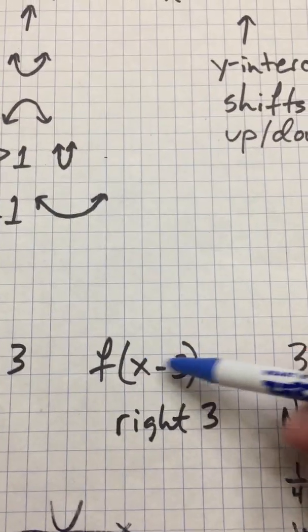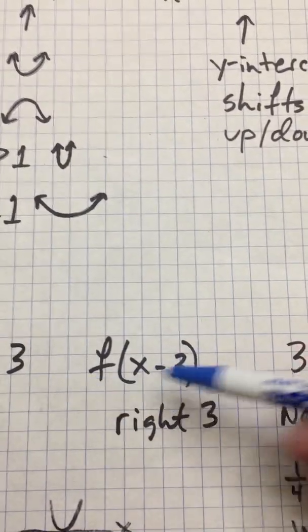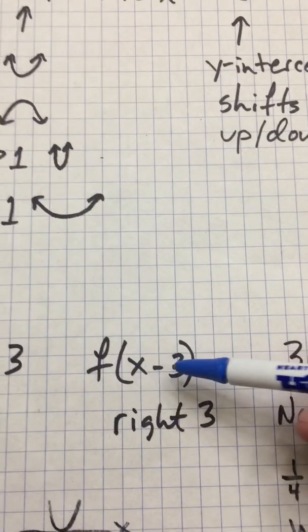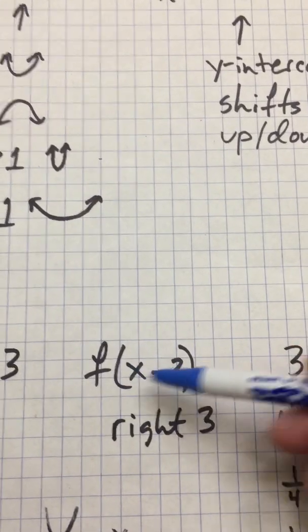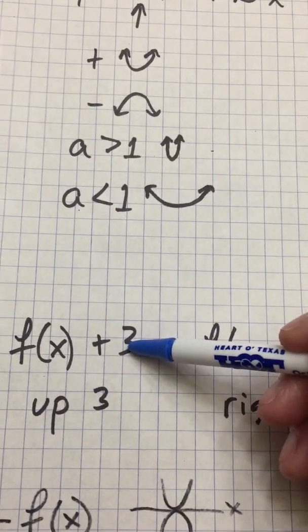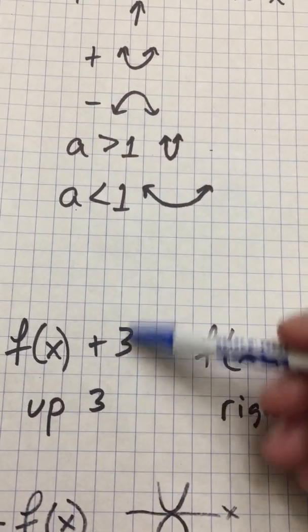Now, if it's inside with the x, remember x's go left and right on the x-axis, right? So this is a left and right movement. So if they add or subtract inside with the x's, that's going left or right. The one on the end, on the outside, adding and subtracting is up and down.